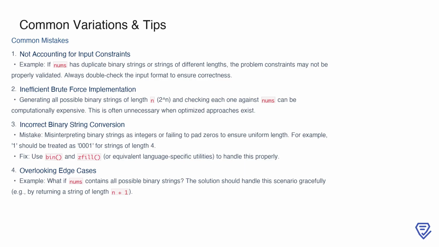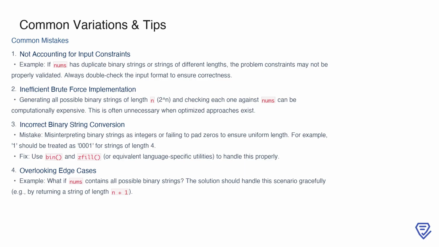Next, an inefficient brute force implementation can significantly slow down your solution. Generating all possible binary strings of length n results in 2 to the power of n combinations, which can quickly become computationally expensive. Optimized approaches can help avoid this overhead. Another mistake is incorrect binary string conversion. This can happen if you misinterpret binary strings as integers or fail to pad zeros to maintain uniform length. For instance, a binary string like 1 should be padded to 0001 for a length of 4. Using tools like bin and zfill ensures proper formatting.